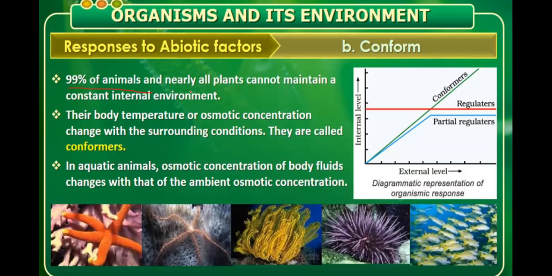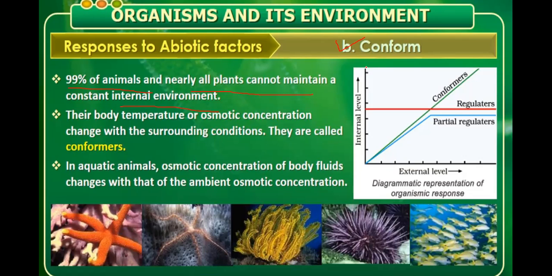99% of animals and nearly all plants cannot maintain a constant internal environment. Why? Because it requires a lot of energy to maintain a constant internal environment. Their body temperature or osmotic concentration changes with the surrounding condition. They are called conformers.